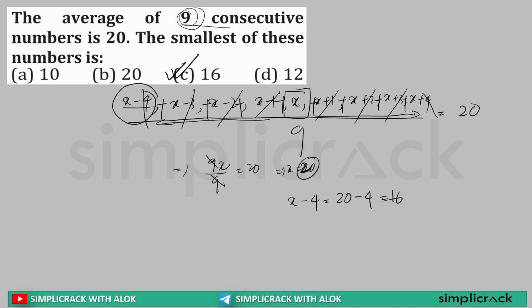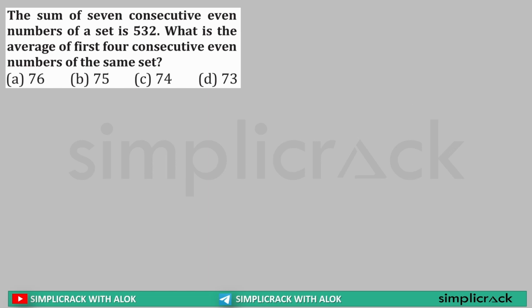Clear? Now, next. Sir, the sum of 7 consecutive even numbers of a set. See, when it is an even number, the first thing I have told you is to understand that if it is written as an even number, your even numbers should be like this. Sir, if x is an even number, the next even number is x plus 2.